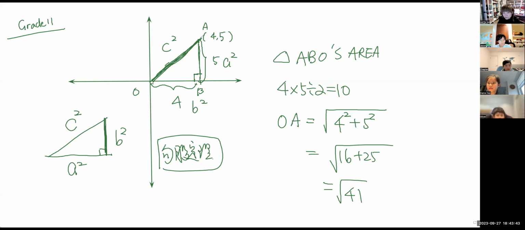So because this is 4, this is 5, so it's 4 squared plus 5 squared. So basically OA squared equals 41. So OA equals square root 41. Correct, everybody? Okay, so this one is very easy, right, Jason? Because of where it's located: here it's 4 and 5, so the reading on the x-axis is 4 and on the y-axis is 5. That's why it's very easy to find out, right?